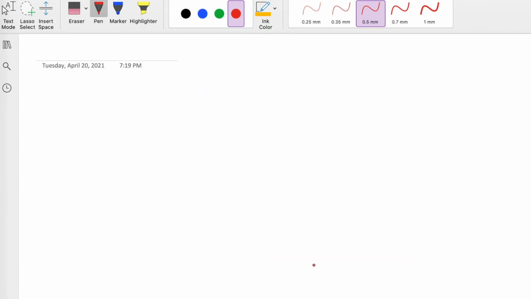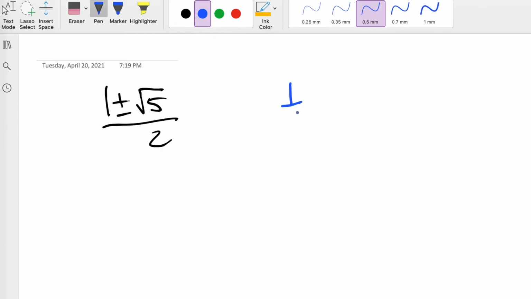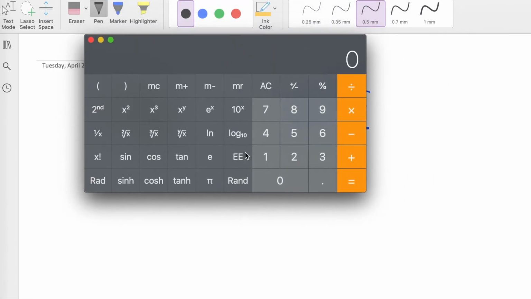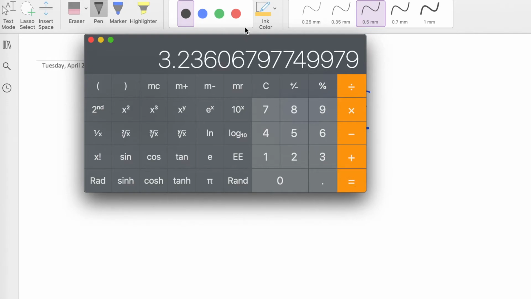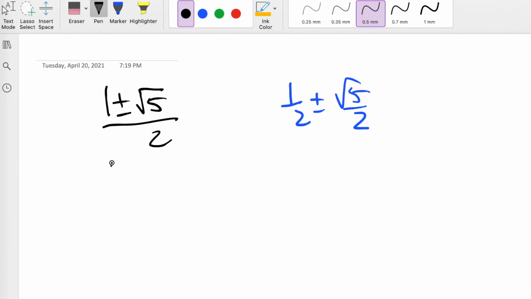So let's take a look at that number. 1 plus or minus radical 5, all of it over 2, can be written in another way, right? We can separate them 1/2 plus or minus radical 5 over 2. And when we plug that into the calculator, let's see what we get. 1 plus radical 5 equals this divided by 2. We get 1.61803.